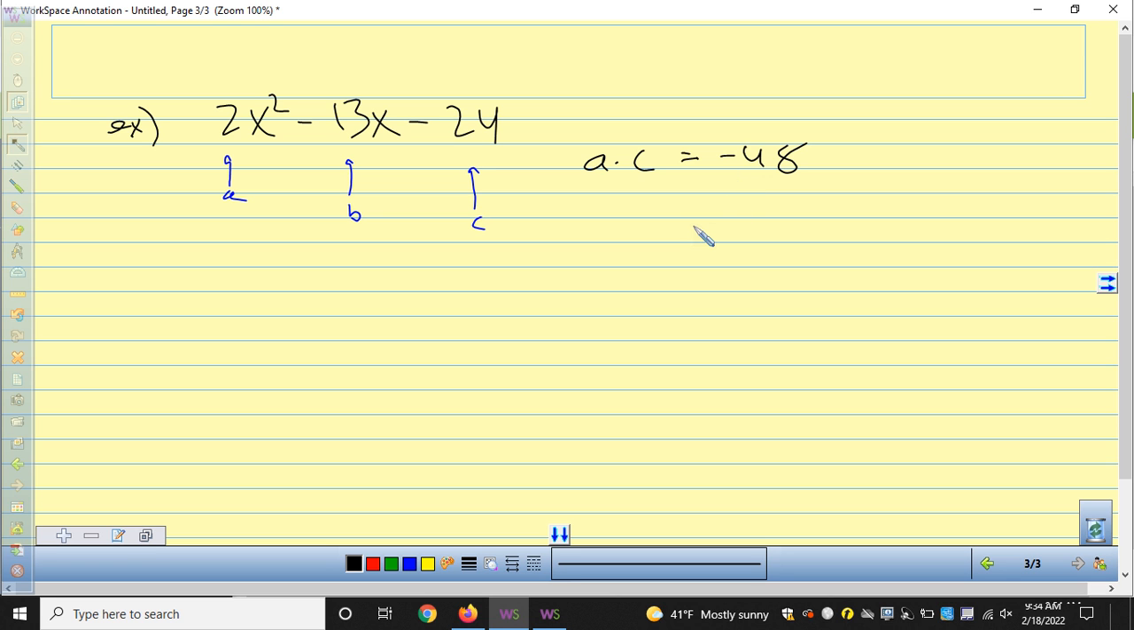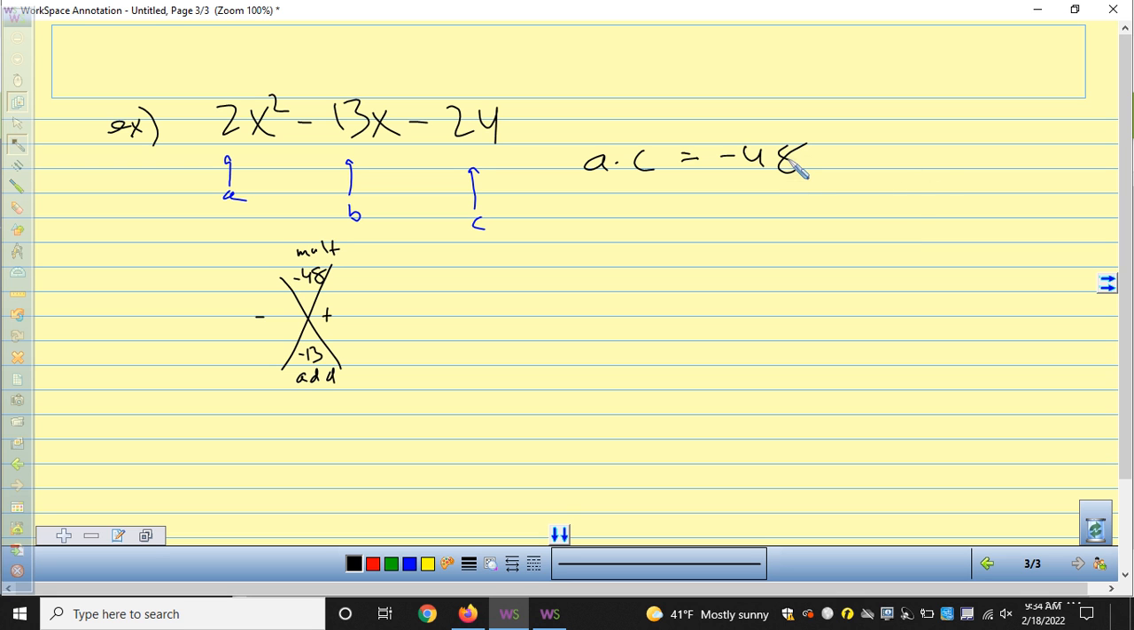Now we'll set up our cross. Negative 48. We need it to multiply to negative 48, and we need it to add to negative 13. The only way to get a negative number when I multiply is one has to be positive and one has to be negative, plus and minus. So we're looking for things that multiply to negative 48 and add to negative 13.